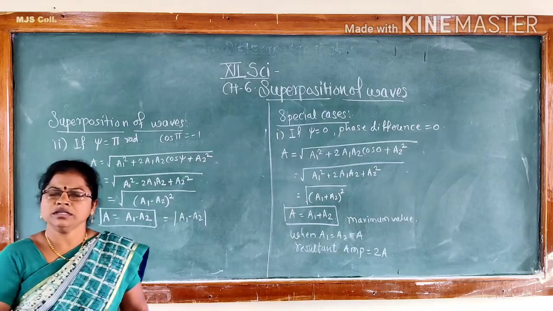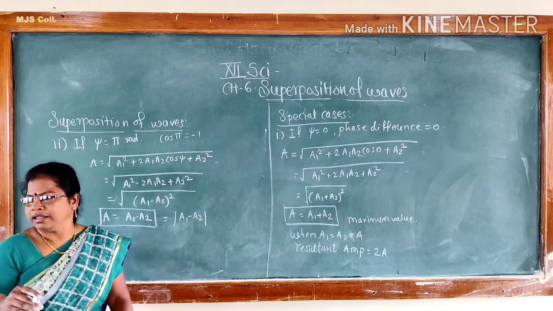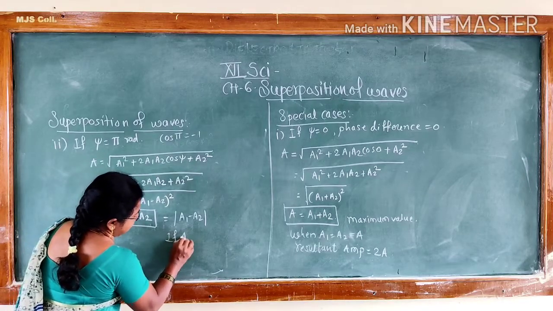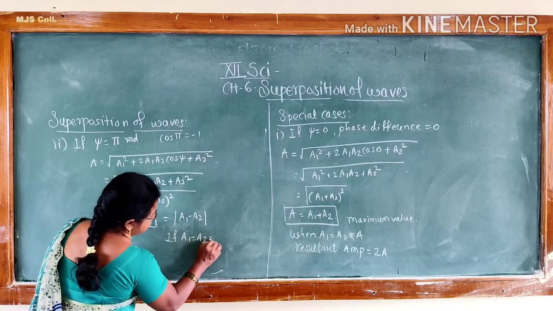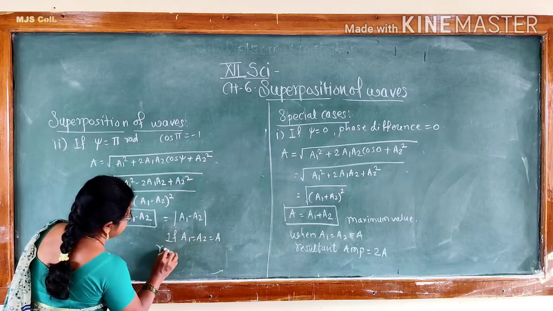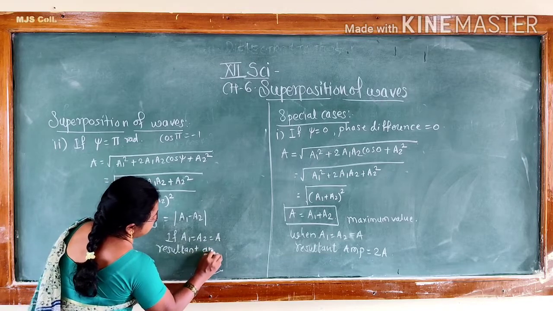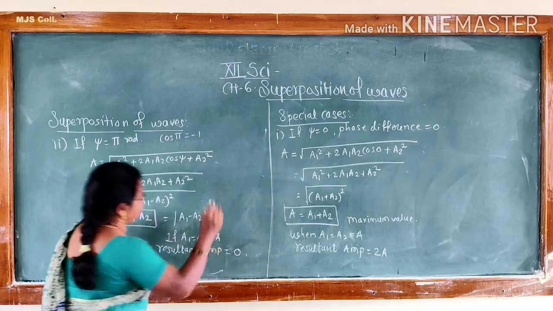Then when A1 is equal to A2 is equal to A, then the resultant amplitude is equal to 0.